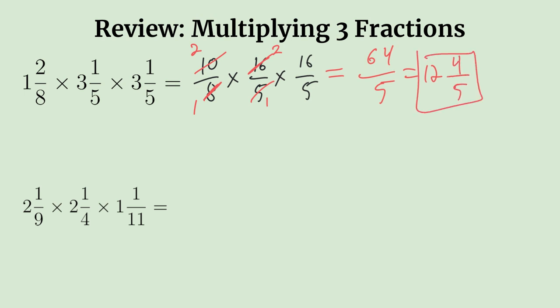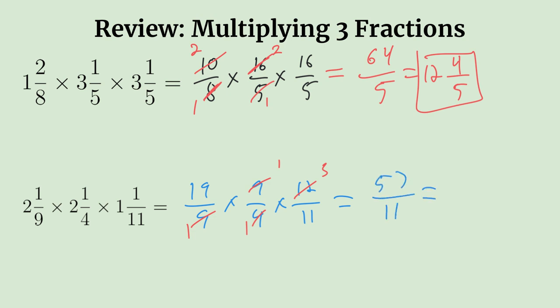Down here, 2 times 9 is 18, plus 1 is 19. To be 19 over 9 times 8, 9 over 4 times 12 over 11. These 9s cancel each other out. This 4 will reduce there. So we are left with 19 times 1 times 3 is 57 over 11, which would be 5 and 2/11.